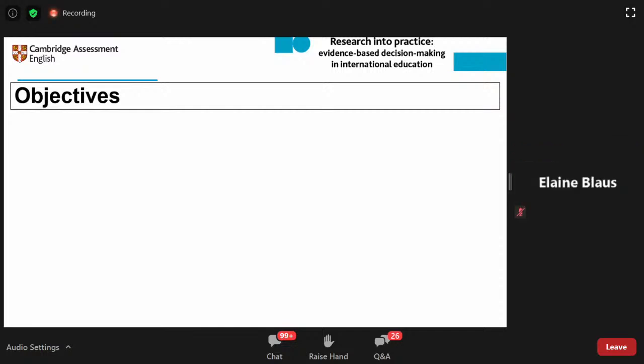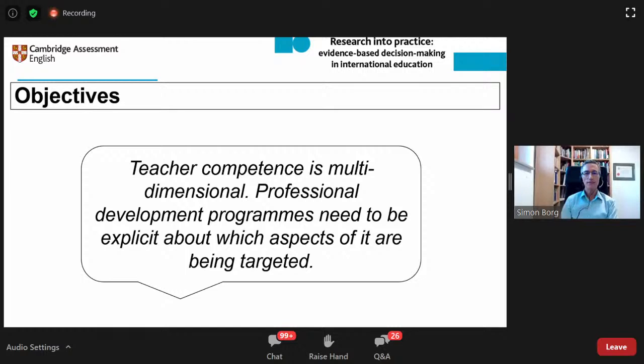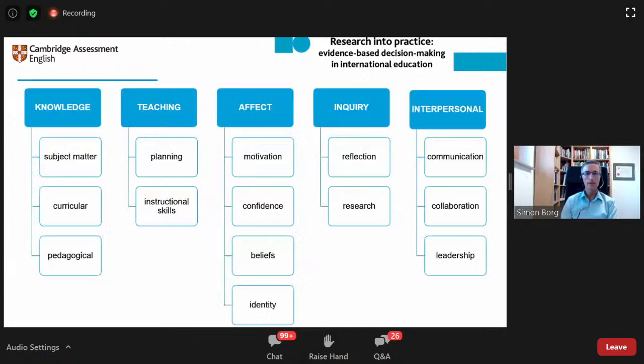Okay. Another very important consideration when we're designing professional development initiatives is to think about the objectives of the program. It's important to do this because teacher competence, as you see on this quote, is multidimensional. There are many different aspects to teacher competence, and therefore professional development programs need to be explicit about which aspects of teacher competence are being targeted.